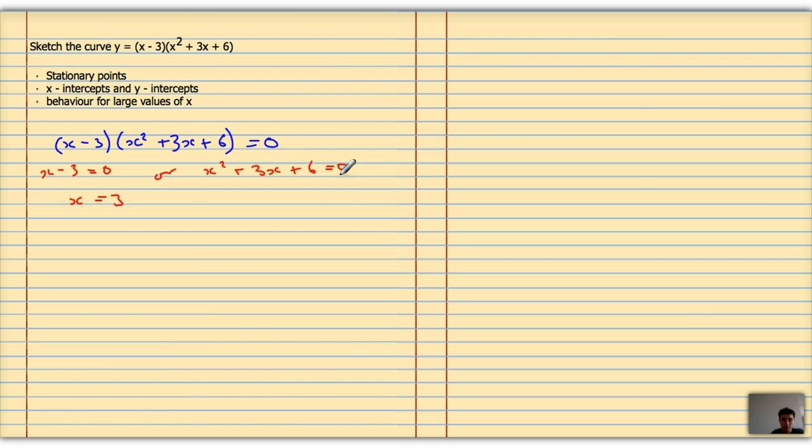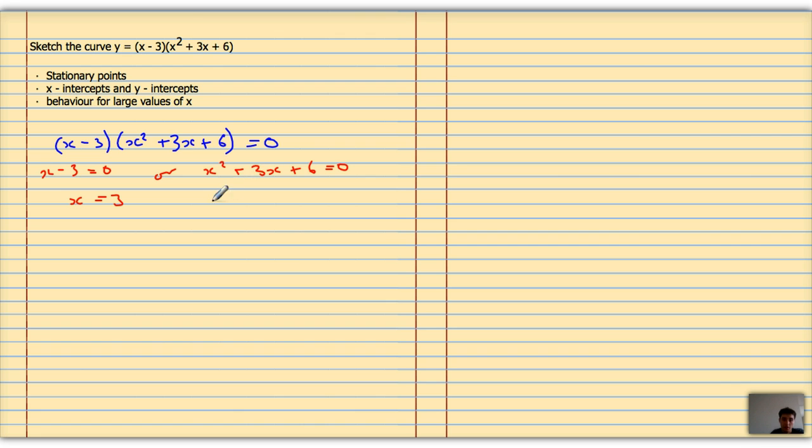What about here? Is this function ever equal to 0? It's a good question. And I don't think it is. I think x squared plus 3x plus 6 looks like something like that, which means there will be no intercepts. Let's just think about that for a second.